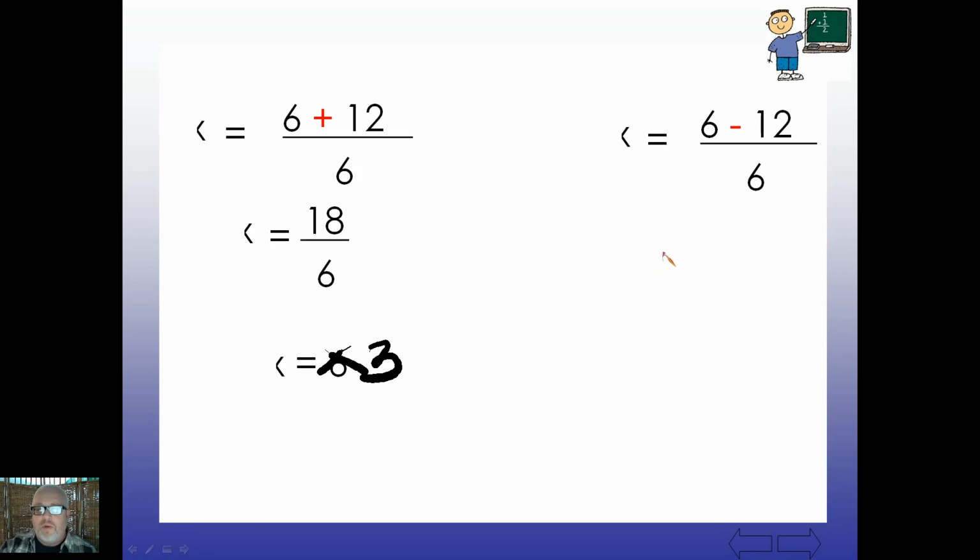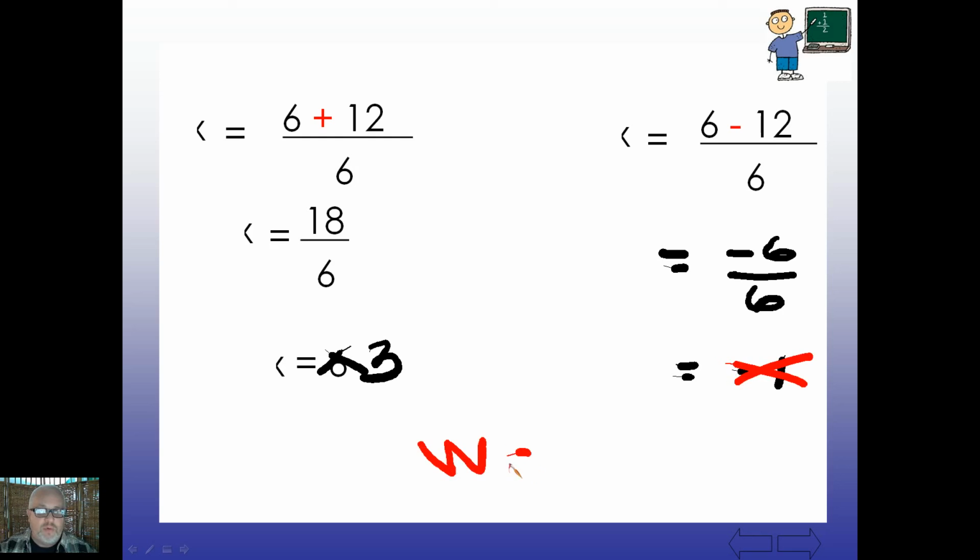And then over here, what are we going to end up with? Well, we're going to end up with negative 6 over 6. And negative 6 divided by 6? Well, that's going to yield us a negative 1. Does negative 1 seem right when we're talking about a distance or measuring something? No, so this one here, we're going to call an extraneous solution. So this one is out. So what's going to be our width here? Well, our width is going to be 3.